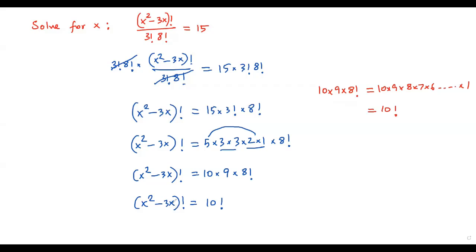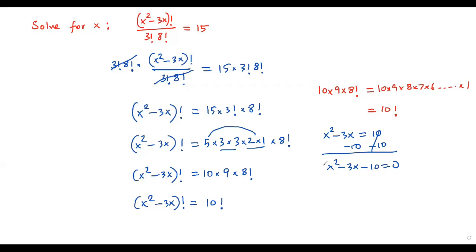Here on the left side we have a factorial of a single term, x square negative 3x. On the right side also we have a factorial of a single term, 10. So whenever two factorials are equal, the term in front of the factorial on the left side and the term in front of the factorial on the right side can be equated. So then I get x square negative 3x equals 10. Now I'm going to subtract 10 from both sides. Then I'll get x square negative 3x negative 10 equals 0, because 10 and negative 10 will cancel out. Now it's a quadratic equation in standard form.